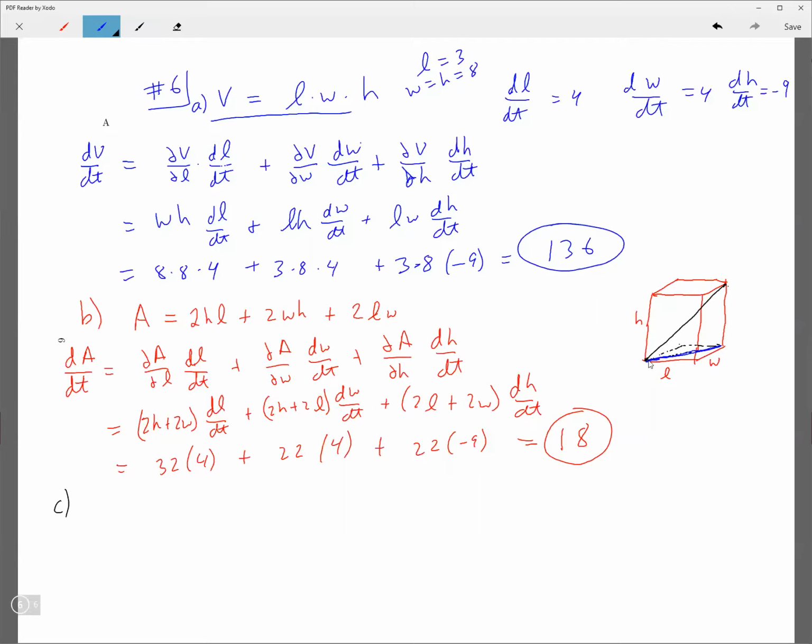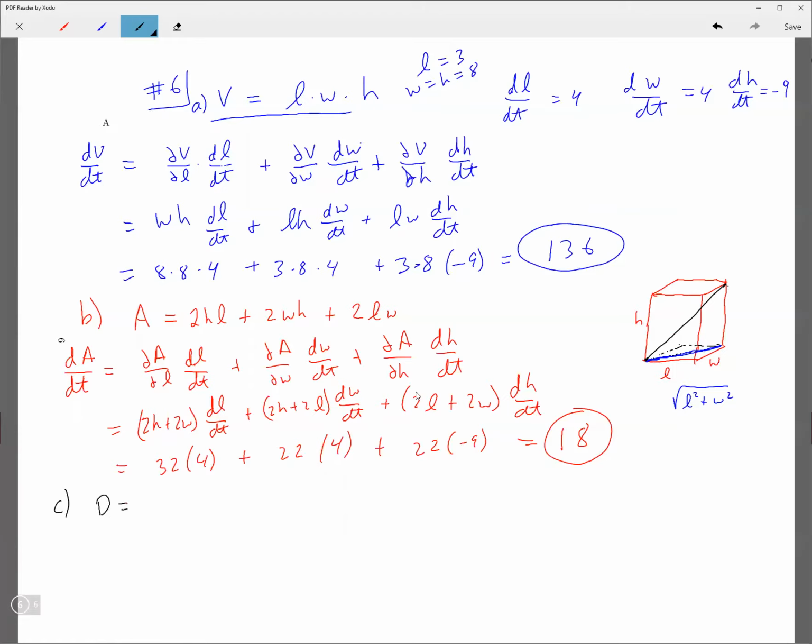What's that length right there? If this is L and that's W, then the blue one is what? Wouldn't that be the hypotenuse of those two? Yep, it is. You just take the square root of L squared plus W squared, yeah. Okay, so that means that's the blue one. Now the black one, it's going to be the square root of that squared plus that squared, right?